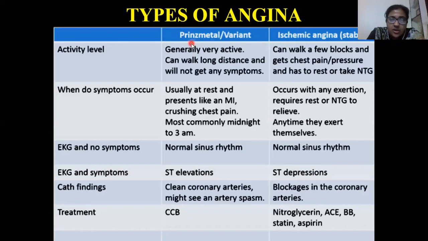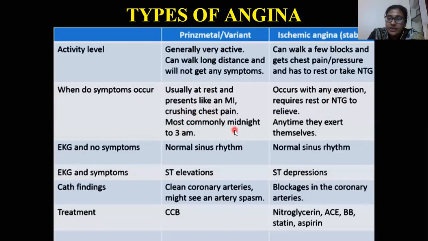When we talk about the unstable, Prinzmetal one, the person who has this is generally very active, can walk long distances, and will not get any symptoms. When do symptoms occur? If somebody has stable angina, it occurs with any exertion and requires rest or a medicine to relieve. Anytime they exert themselves, this can happen. If somebody has Prinzmetal, it usually occurs at rest and presents like a myocardial infarction, with crushing chest pain, mostly at midnight. Then there are EKG findings and symptoms.